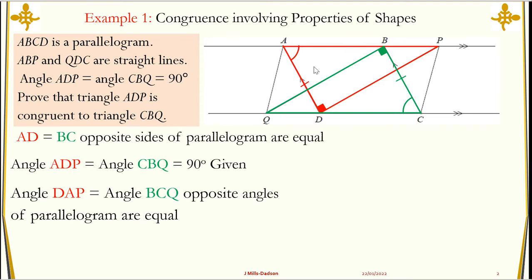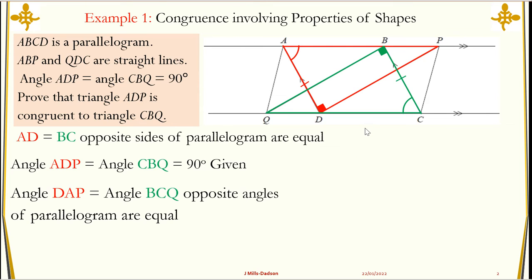Also, angle DAP and BCQ are also equal, because opposite angles of a parallelogram are also equal. So I'm just using properties of shapes to help me prove the congruence of the shapes.